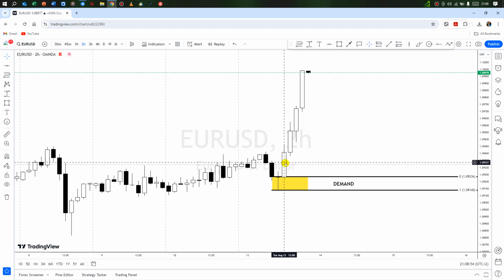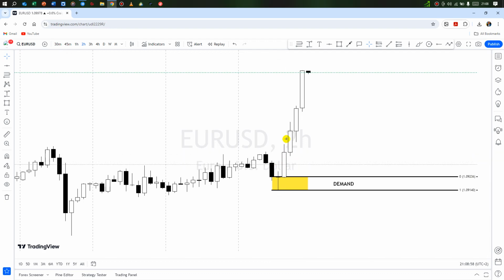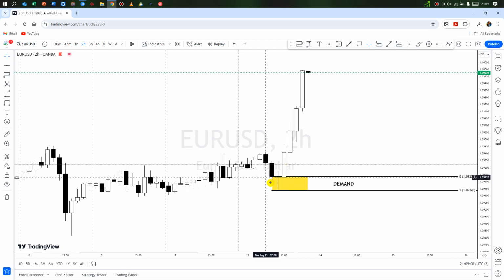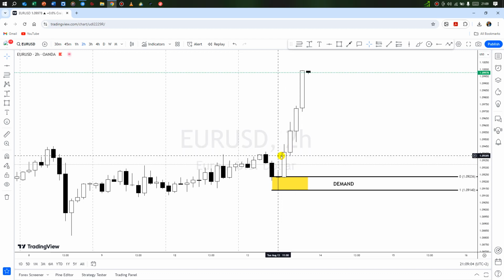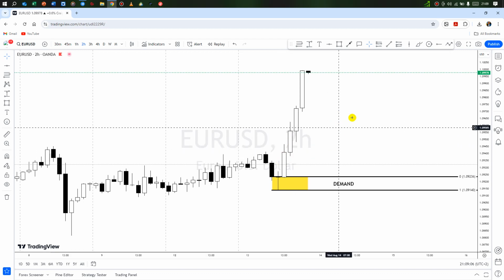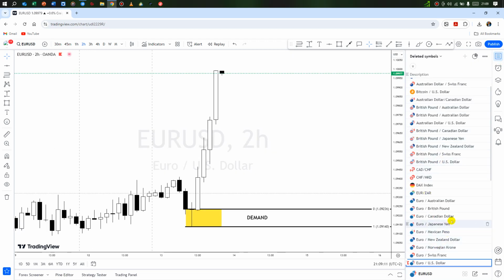Then on how price left the level, the price left the level in a strong, significant manner. As you can see, it's a bullish candle leaving our demand zone, followed by another bullish candle, which shows that it's a strong imbalance. So that's our zone on EURUSD. Thank you. Let us check another one.